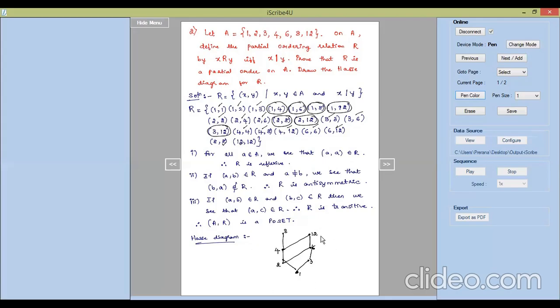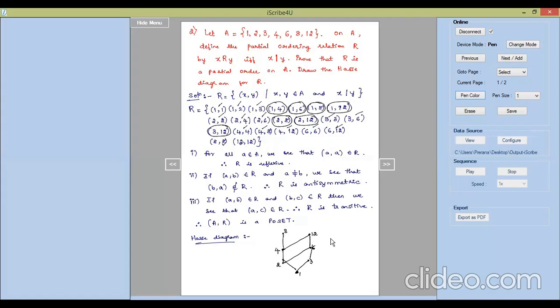So this is the Hasse diagram for the given relation R, that is x divides y, for the given set A, that is 1, 2, 3, 4, 6, 8 and 12. And the important key point is you can draw two vertices on the same line in such a way that they are not related to each other. 2 comma 3 is not related to each other, that's why I can draw them on the same horizontal line. 4 comma 6 are not related to each other, that's why I can draw them on the same horizontal line. 8 comma 12 is not related to each other, that's why I can draw it on the same horizontal line.